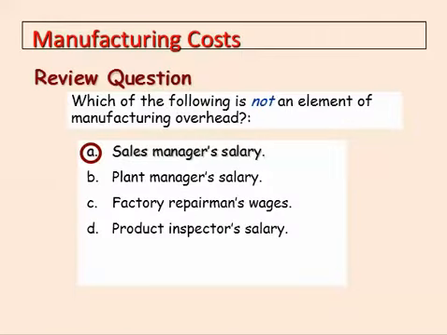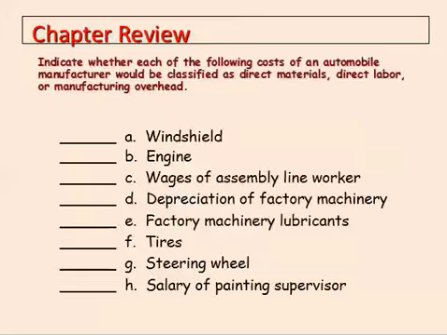So let's do a quick review. Oh, you've already got the answer. The question reads, which of the following is not an element of manufacturing overhead? It's even a little bit highlighted, so that's kind of like cheating. But the answer would be sales manager's salary. It's not an element. Sales has nothing to do with manufacturing. The other three would be part of manufacturing overhead: plant manager salary, factory repairman's wages, or product inspector salary. Again, these are kind of vague and difficult and hard to trace.